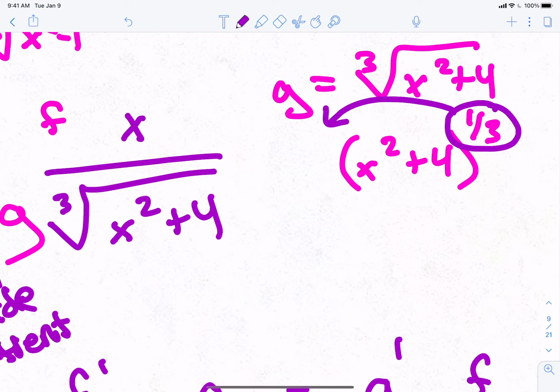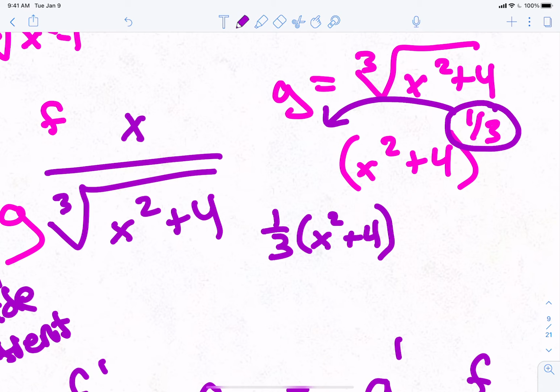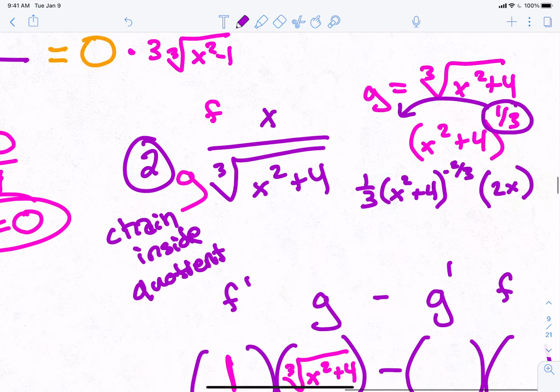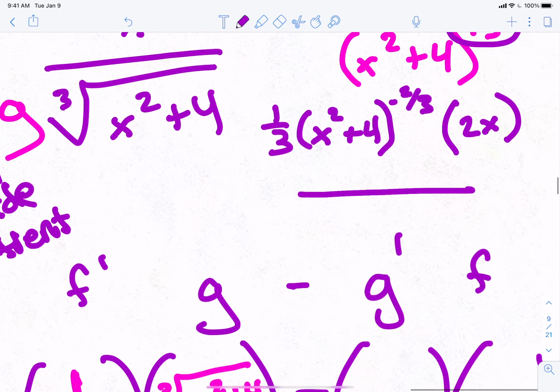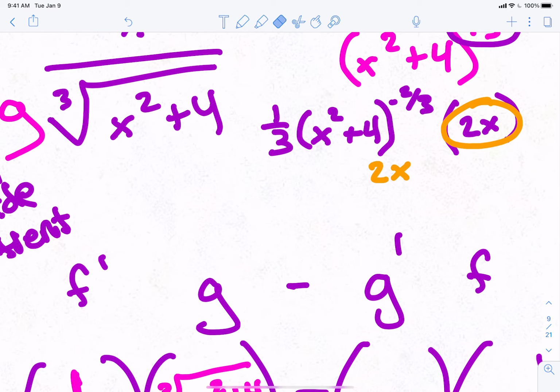Okay. Take the derivative. 1/3 comes down in front, times x squared plus 4 to the negative 2/3 power. 1/3 minus 1 is negative 2/3. Times the derivative of the inside, 2x. Now we've got to figure out what goes on the top and what goes on the bottom. 2x goes on the top. On the bottom, this 3 has to go on the bottom.